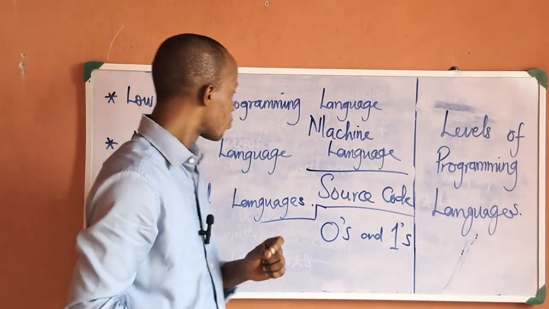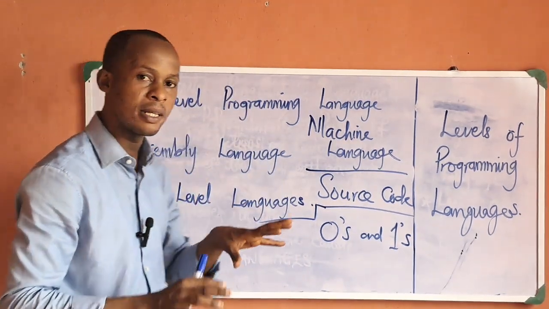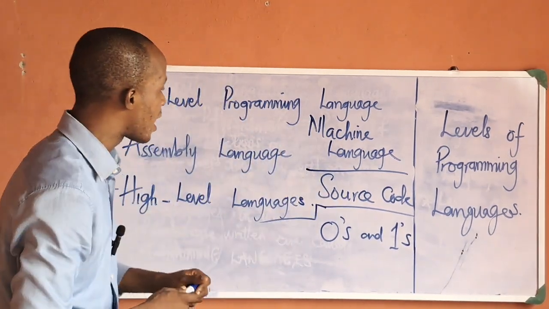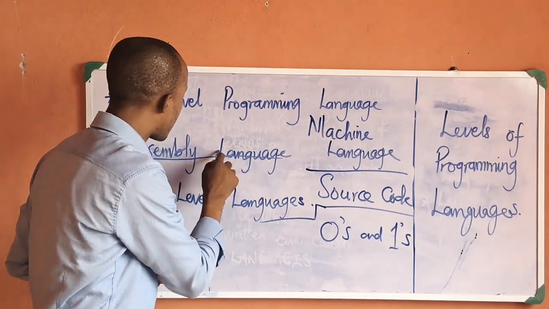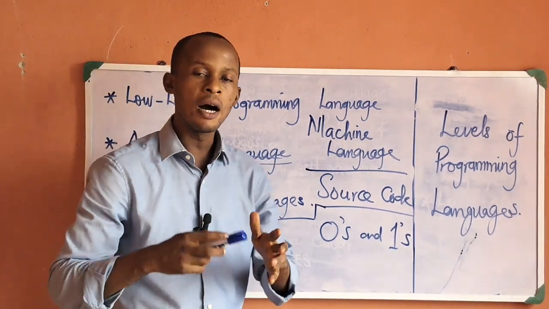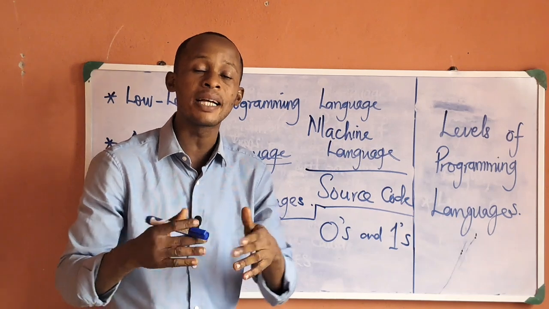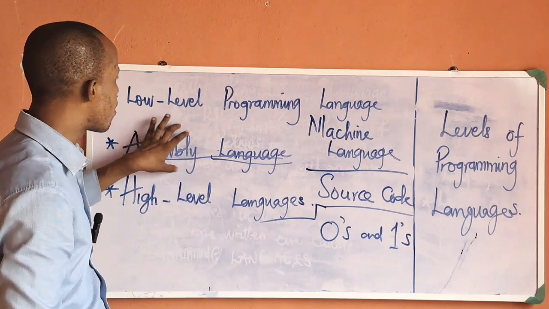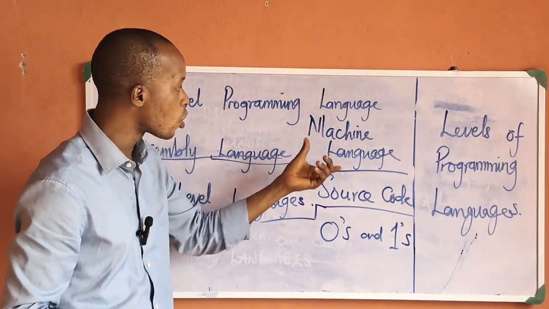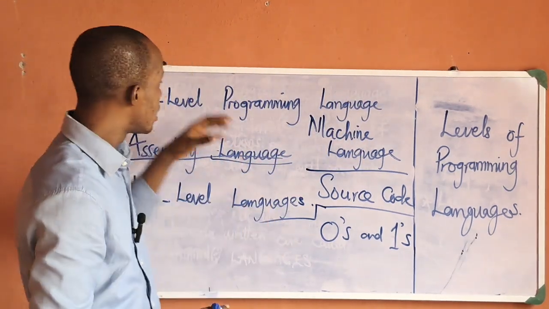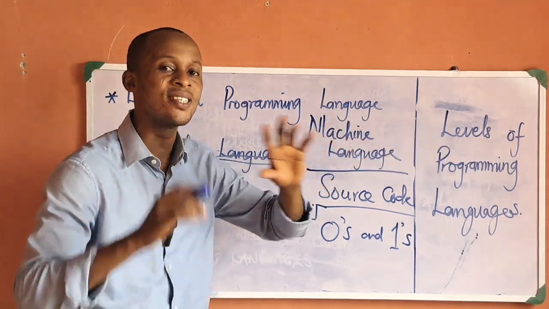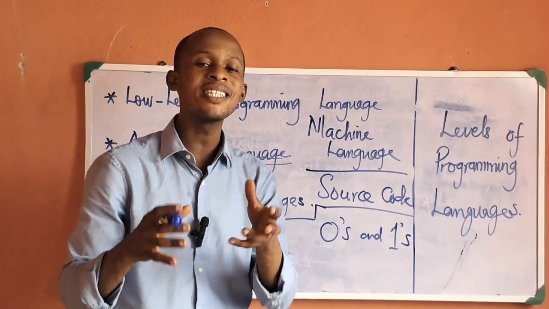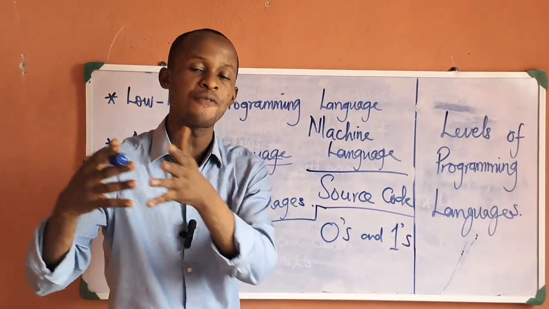Now, we have another level of programming language. This level of programming language is called assembly language. Assembly language is another language in which a computer can be instructed to carry out a task. What is the difference between assembly language and low-level or machine language? The difference is clear. Low-level or machine language is written in zeros and ones, binary numbers, while assembly language is written using letters of the alphabet.